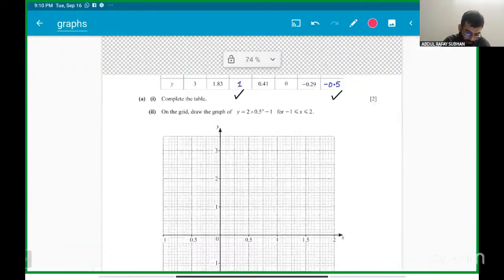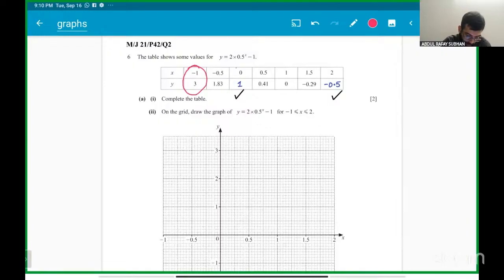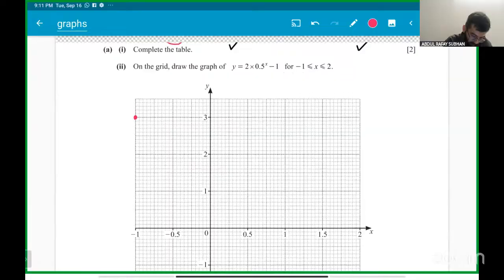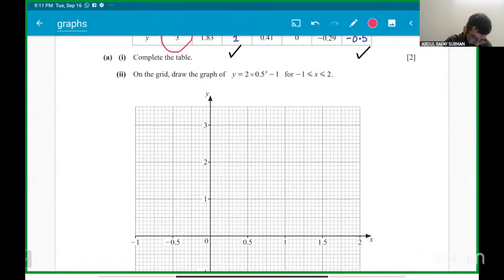So when x is equal to minus 1, y is equal to 3. That is basically when x is minus 1, y is equal to 3. Has everyone got it, clear, understood?